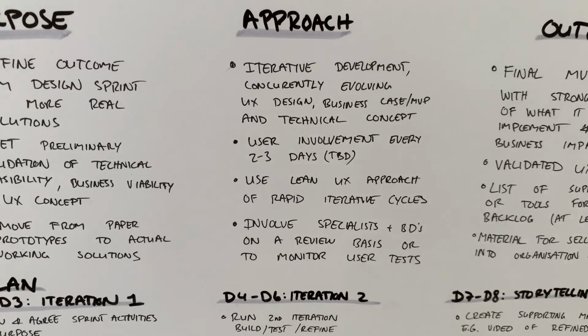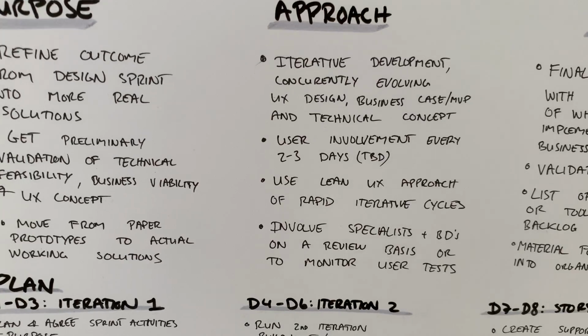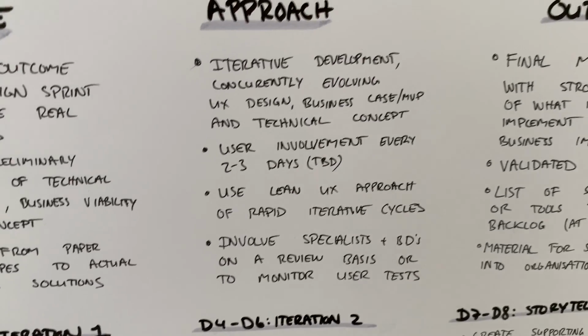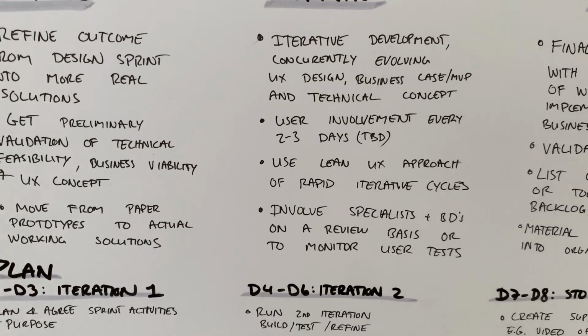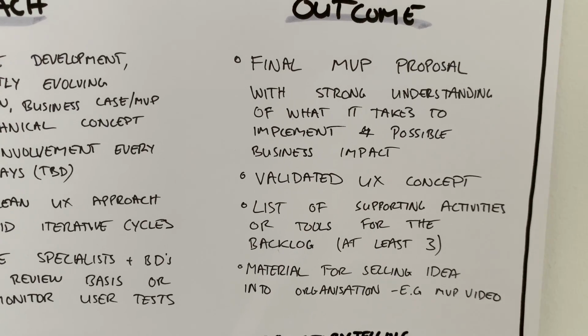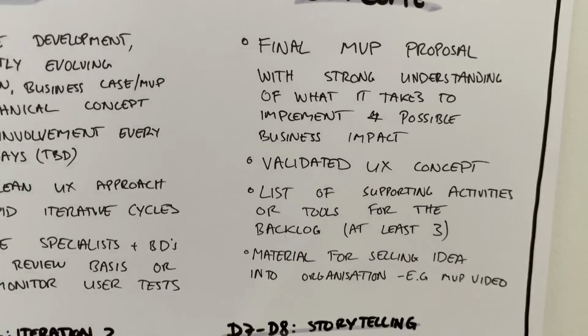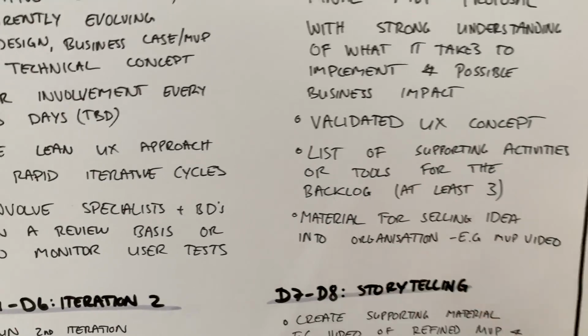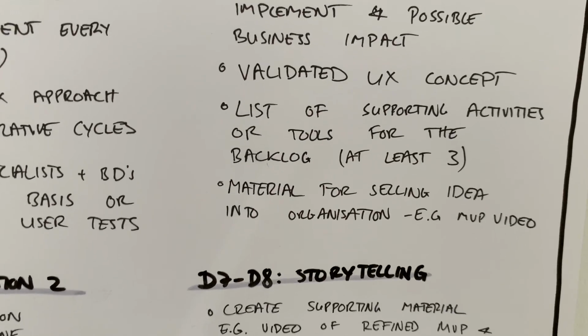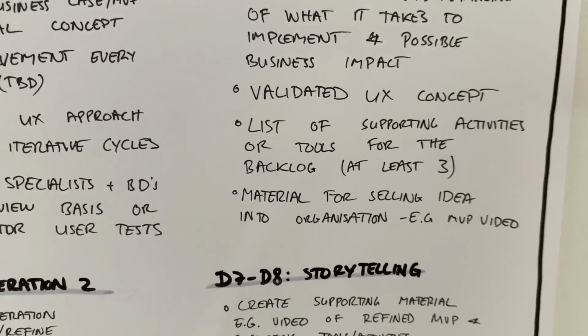The approach would basically be an iterative development and lots of user involvement through rapid iterative cycles, also known from Lean UX. And the outcome would be the final MVP proposal, and then also some other supporting tools and activities that can be done or put in the backlog after the sprint has been done.